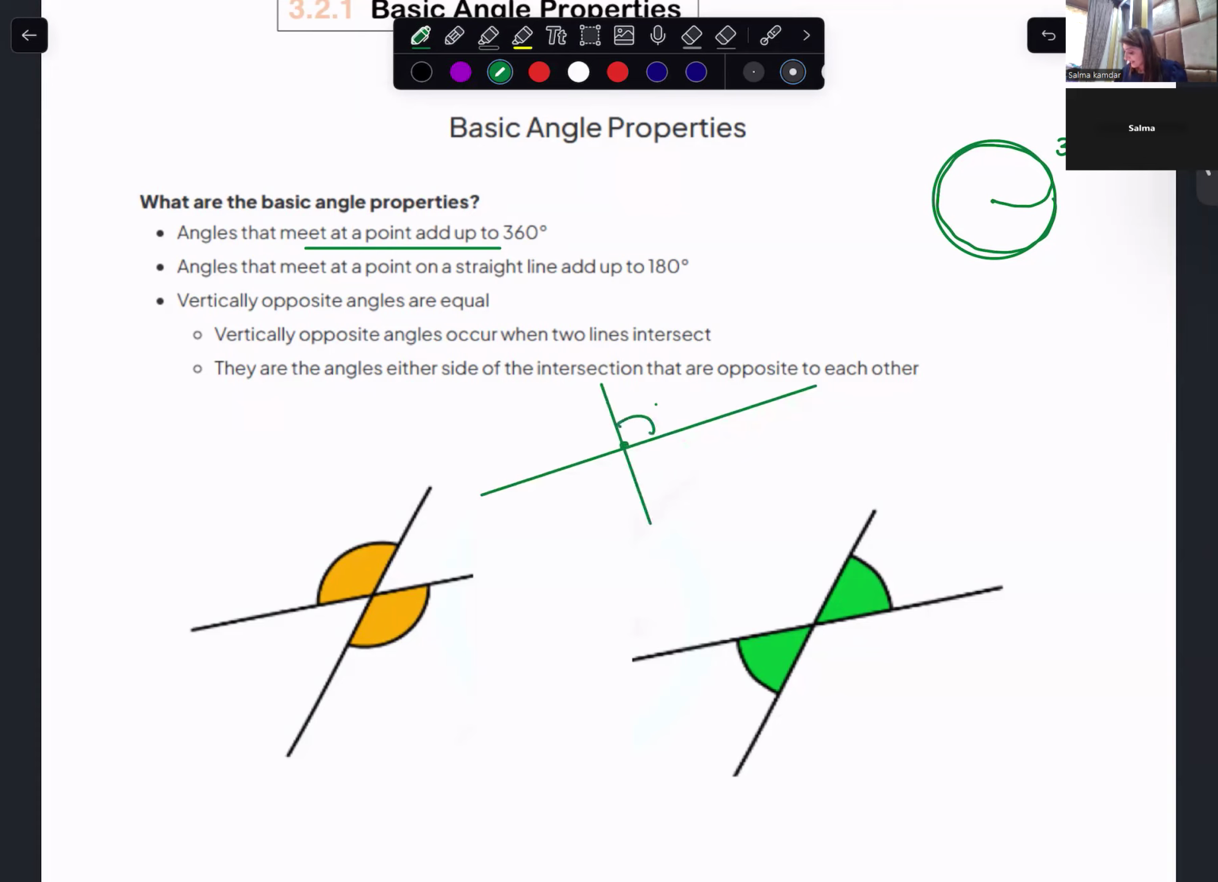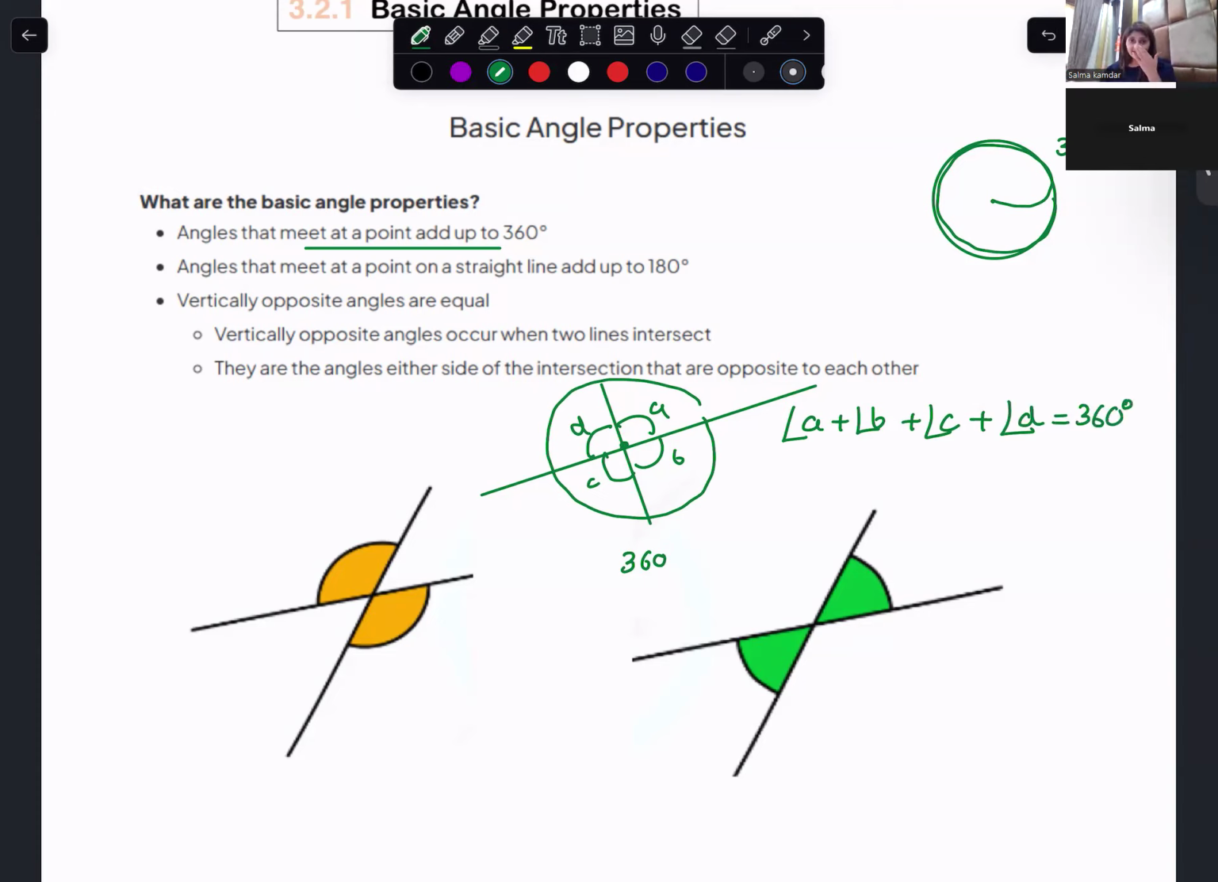So this angle A, this angle B, this angle C, and this angle D would all total up to 360 degrees. That means angle A plus angle B plus angle C plus angle D all will total up to 360 degrees. That is the reason we say that angles that meet at a point total up to 360 degrees. So angles 1, 2, 3 and 4 all will total up to 360 degrees.